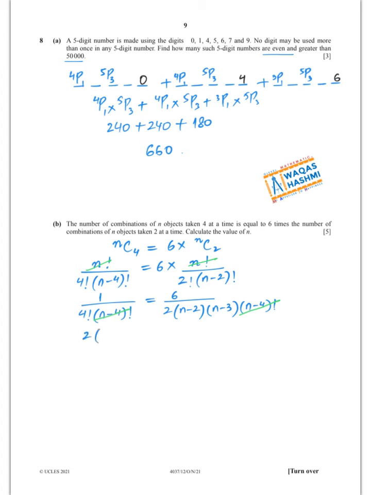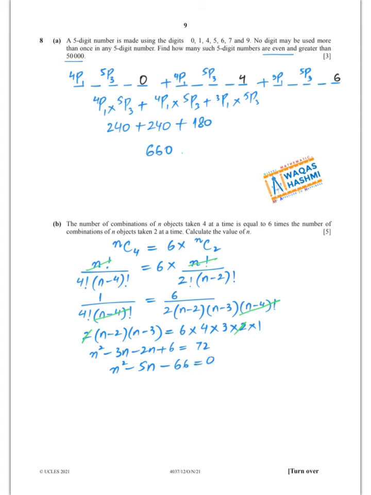Now we can do the cross multiplication. So it will be 2 times n minus 2, n minus 3 equals 6 times 4 factorial, which is 4 into 3 into 2 into 1, right? Now again 2 and 2 cancel. We need to expand the bracket. It will be n square minus 3n minus 2n plus 6 equals 6 3's are 18, 18 into 4 is 72. Now it will be n square minus 5n plus 6 minus 72, which leads to minus 66, equals 0.